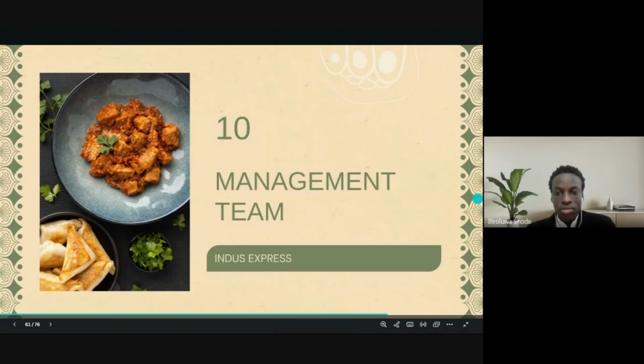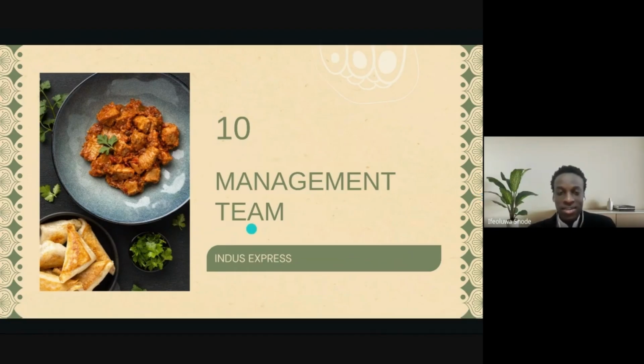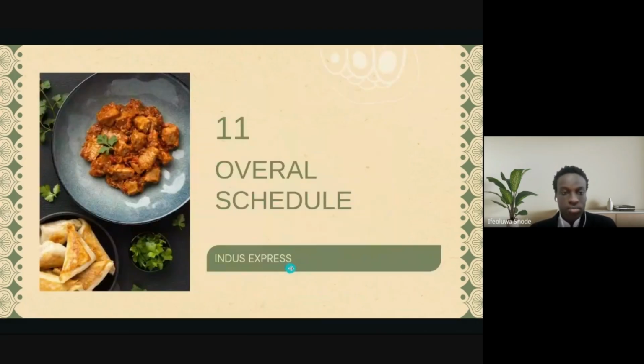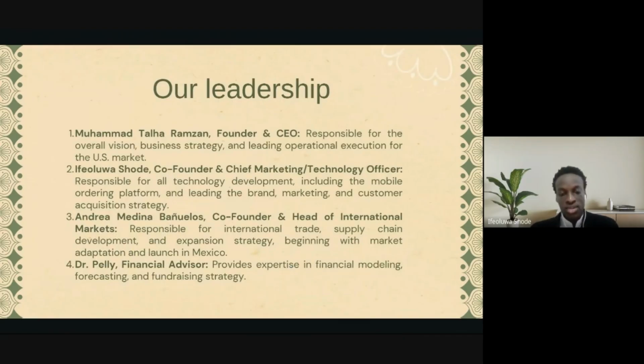So now we'll be talking about the team that we assembled for this great idea. We would have Mohammed, who is going to be the founder and CEO of this company, and myself, the co-founder, working as the chief marketing and technical officer. Then we would have Andrea, who is going to be the co-founder and head of international markets. And we have Dr. Pelly, who has been giving us a lot of financial advice as our entrepreneur development professor, with expertise and providing financial modeling, forecasting, and fundraising strategies.